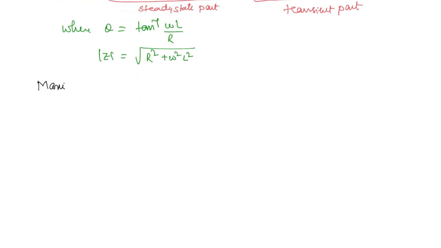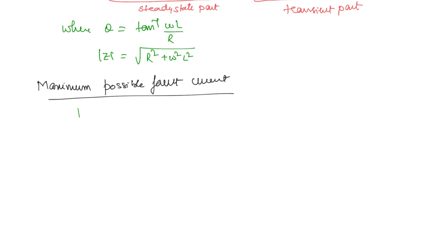So why is this important? Because using this only we have to choose the circuit breaker, right? This is one of the factors that is to be considered. So, maximum possible fault current. If you see the graph, it will make more sense to you.